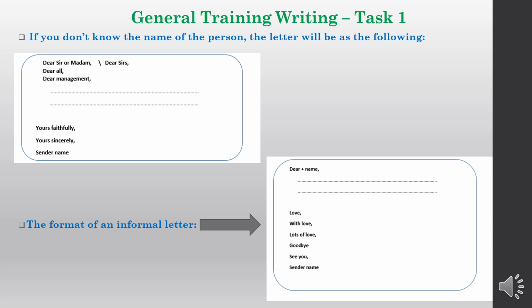Moving on to the format of an informal letter. For example, you can start with Dear plus the name of the recipient. Moving on to the content of your letter, and after that you can sign off using love, with love, lots of love, goodbye, see you, and then mention the sender name, which is your name.